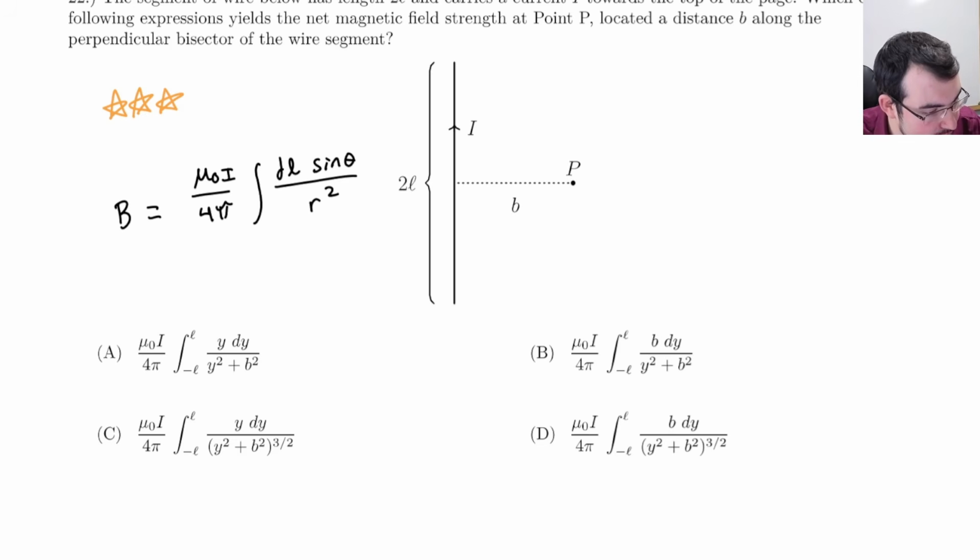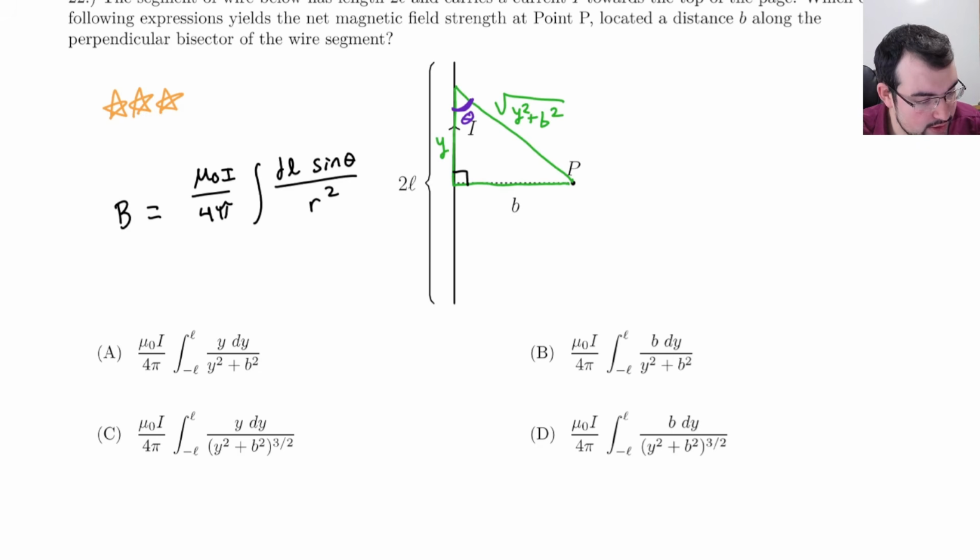So all we have to do is draw ourselves a point of interest here. And it's actually very important that we remember that we can't pick theta to be whatever we want it to be. We have to pick theta to be the angle that is made between the current segment and the point, like the distance vector. So this is actually theta. Now we can fill in that this would be a distance y above the midpoint. It varies. And this would be the Pythagorean length, y squared plus b squared.